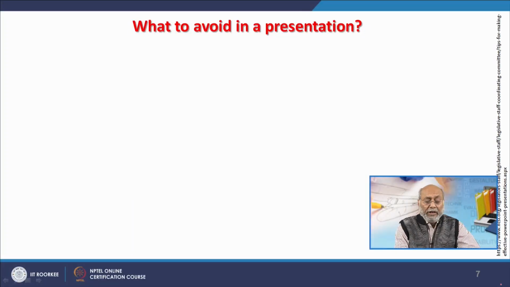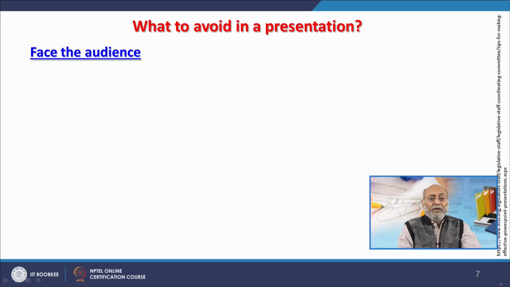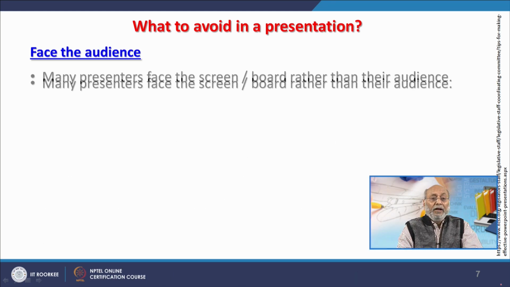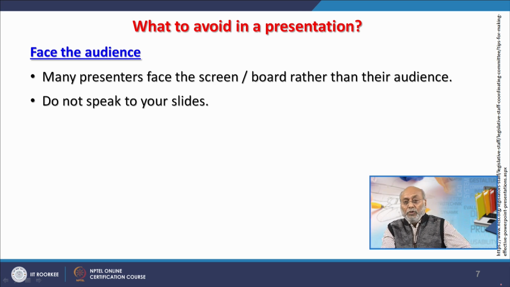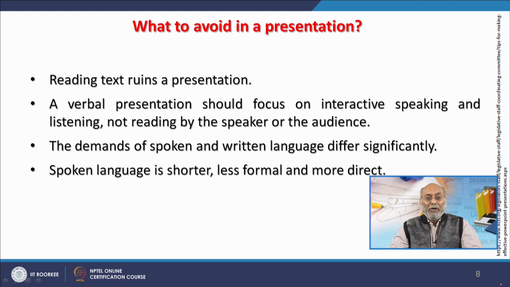Now what is to be avoided in presentation? One should not avoid facing the audience. You might find that especially beginners, when they are going for a large conference or meeting to do a presentation, would rather look towards the screen or board than the audience, and that is a clear sign of lack of confidence. And of course one should not speak to the board or screen, one should speak to the audience. That is very, very important here.